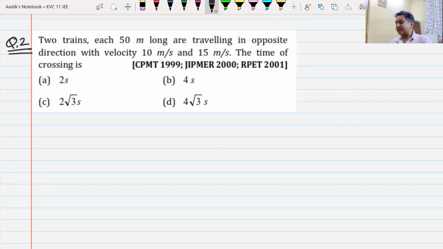Question number 2 for today's class. The options are there: 2 seconds, 4 seconds, 2 root 3, 4 root 3. Yes, my dear friend, I'll give you 2 minutes. Tell me when you have got the answer.